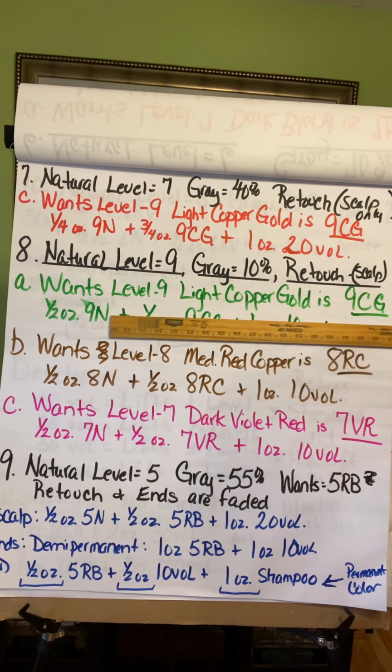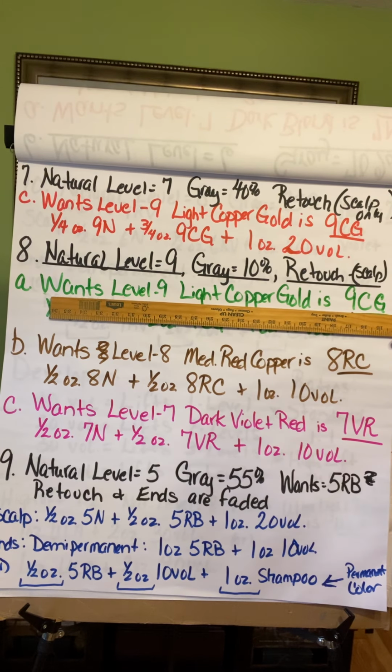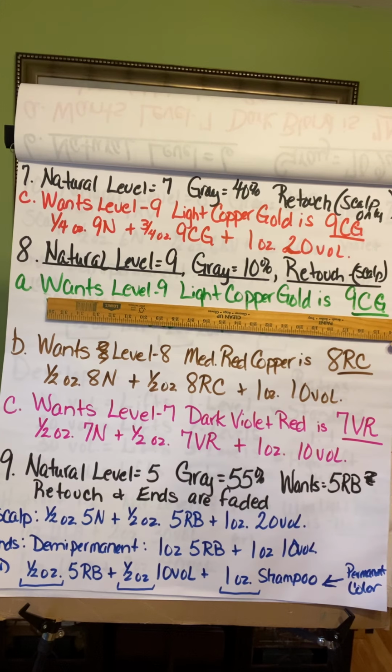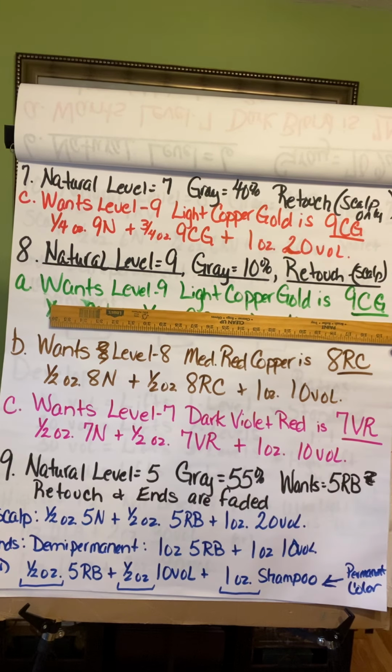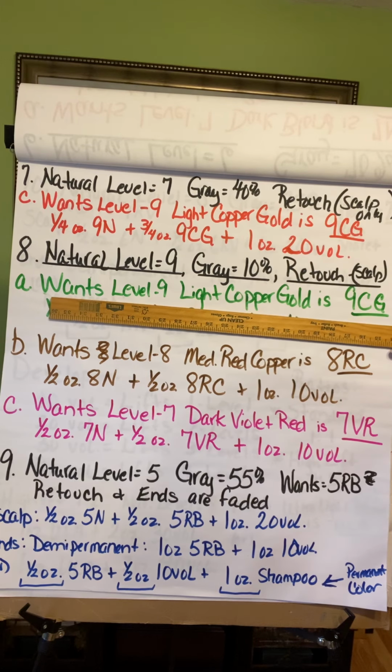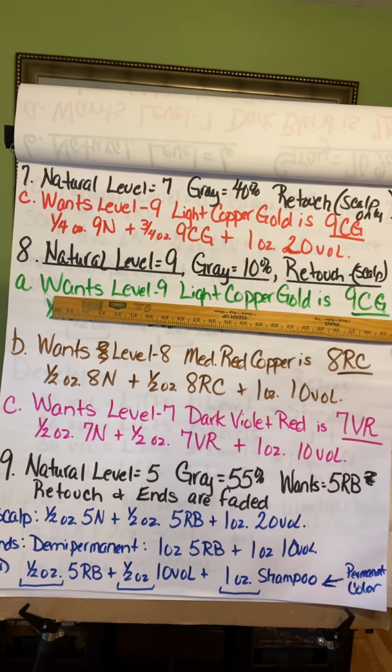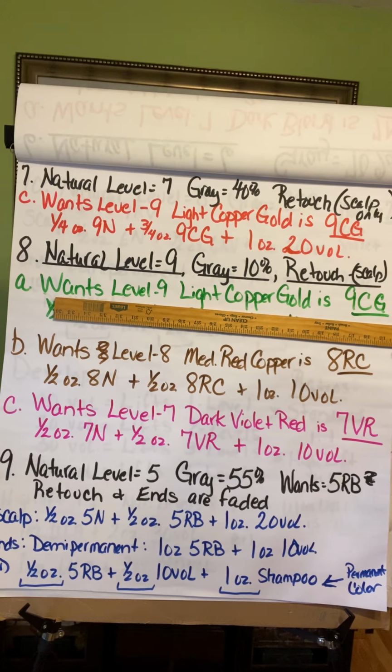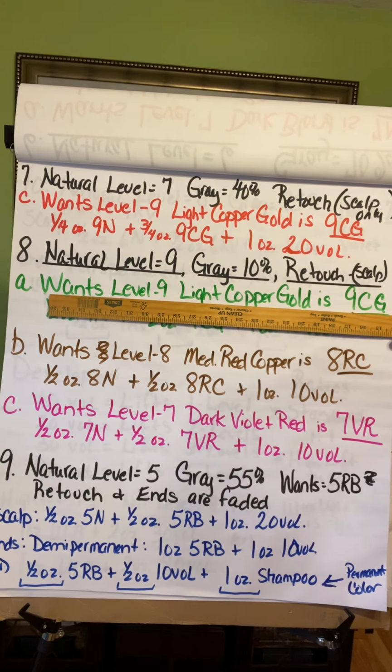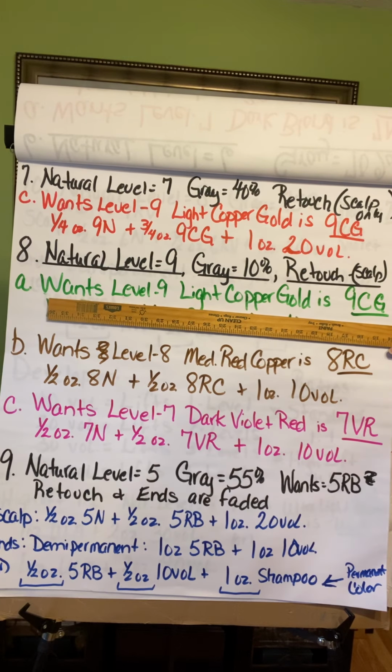So copper is in the red family. Okay, so you have to add natural in with it in order for her not to have hot roots. Because if I just put that light copper gold on her, that 9 CG on her scalp with 10 volume developer, she's going to have hot roots. So her scalp is going to look lighter than the ends do. So if I put it on her scalp, it's going to be too vibrant. It's not going to match the ends.